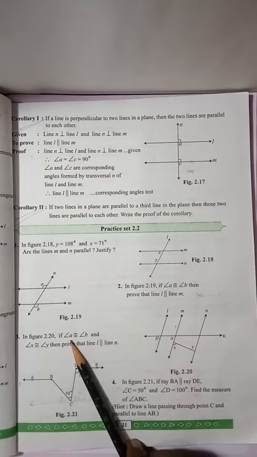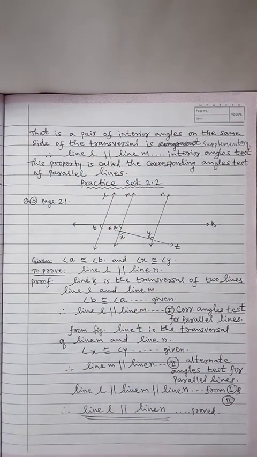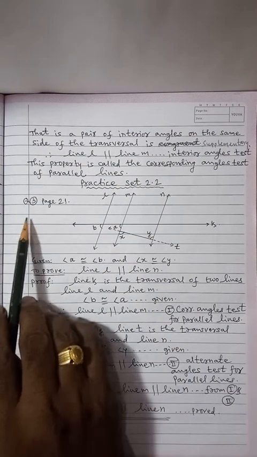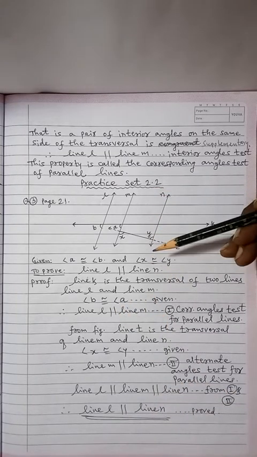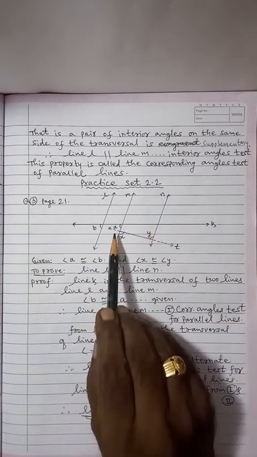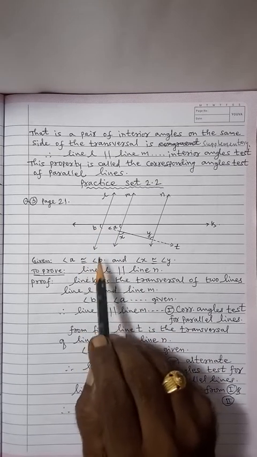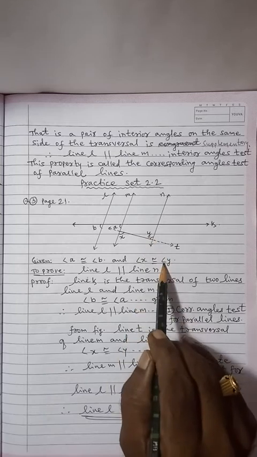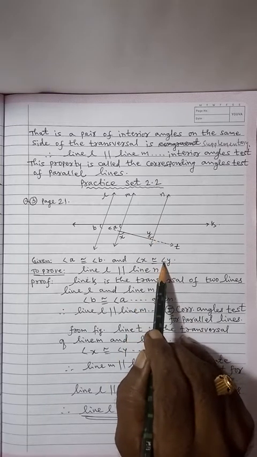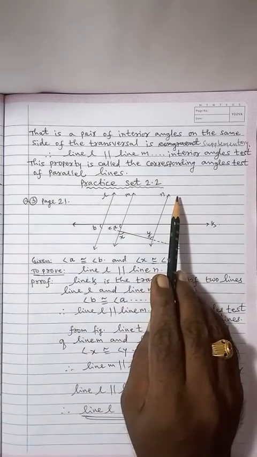For the question, we have to refer to the textbook. Yes, so here it is the solution. Question number 3, page number 21. Here it is the figure given. What is given to us? Angle A is congruent to angle B, and angle X is congruent to angle Y. This is given. To prove: line L is parallel to line N.